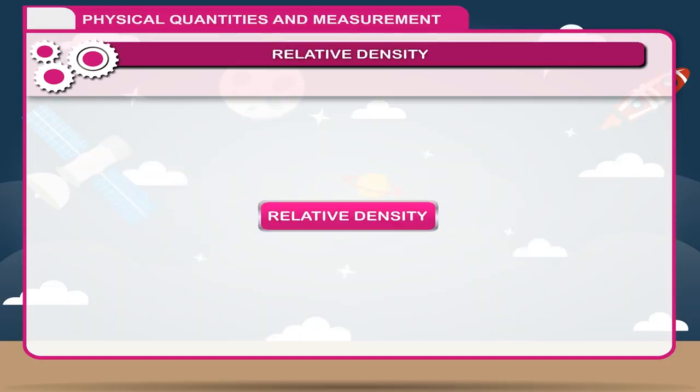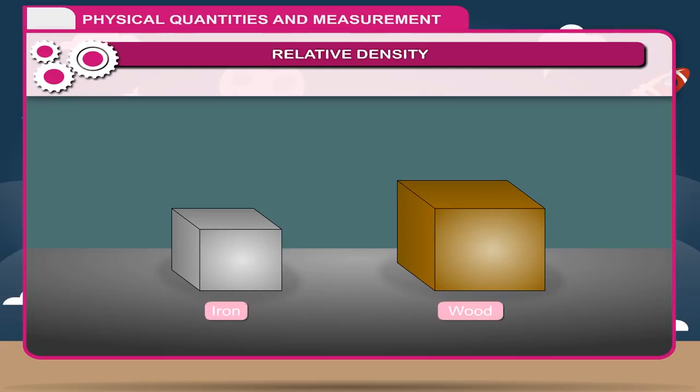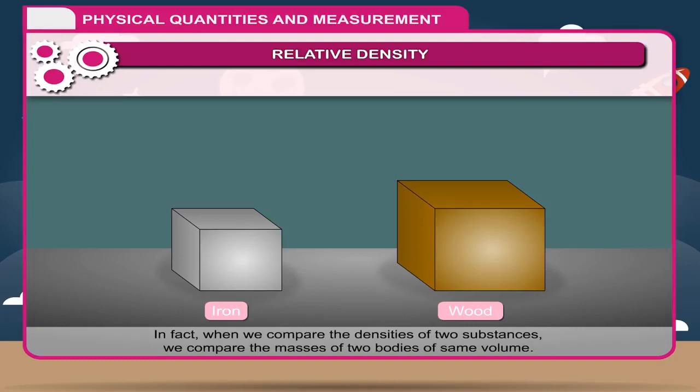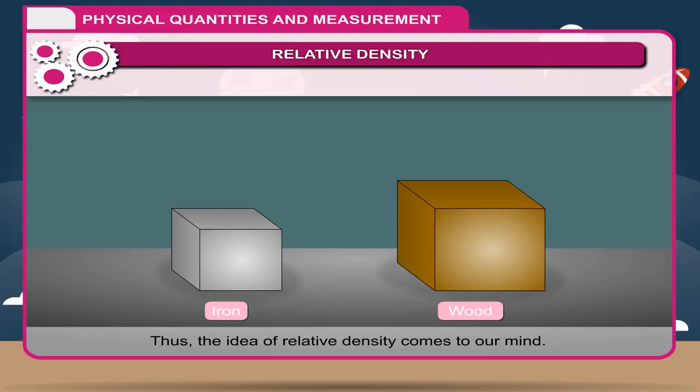Relative density. A small piece of iron nail is lighter than a large piece of wood, but the density of iron is more than that of wood. In fact, when we compare the densities of two substances, we compare the masses of two bodies of same volume. Thus, the idea of relative density comes to our mind.